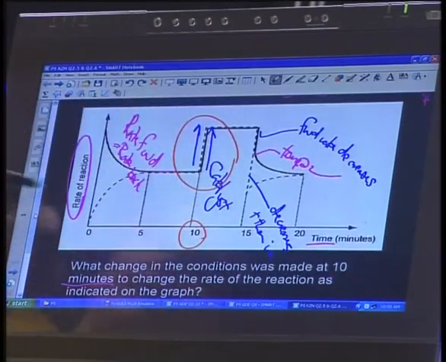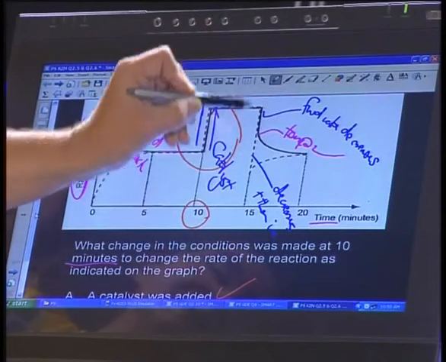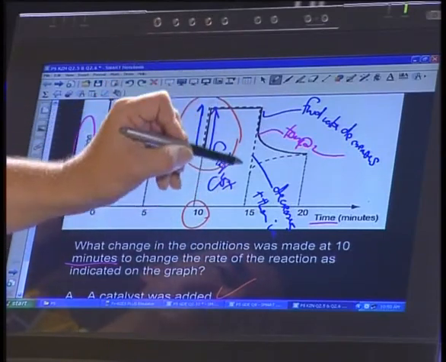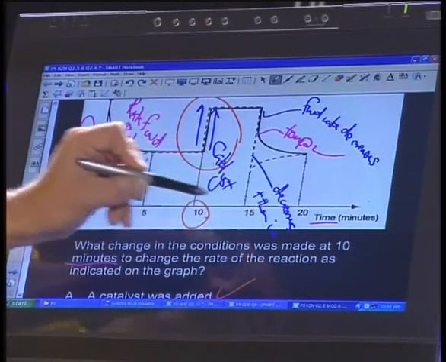Although there might be a problem with the way that this has been drawn, I'm not exactly sure, but let's just recognize that when both of them decrease, they've decreased at different times. If it was a change in temperature, we're going to expect a decrease in temperature to cause both rates to slow down. If we decrease the concentration of one of the substances, it's not necessarily going to change the rate of reaction of both of them.